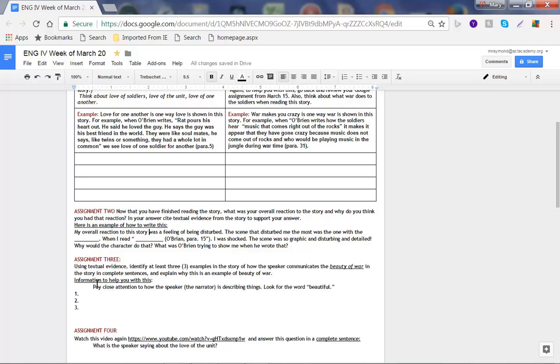Here is some information to help you with this. Pay close attention to how the speaker, the narrator, is describing things. Look for the word beautiful. The narrator is never confused with the author. The author is O'Brien. The narrator is the fictional character telling the story. So, for example, you would write this in a complete sentence: the speaker communicates the beauty of war in the story when we read.